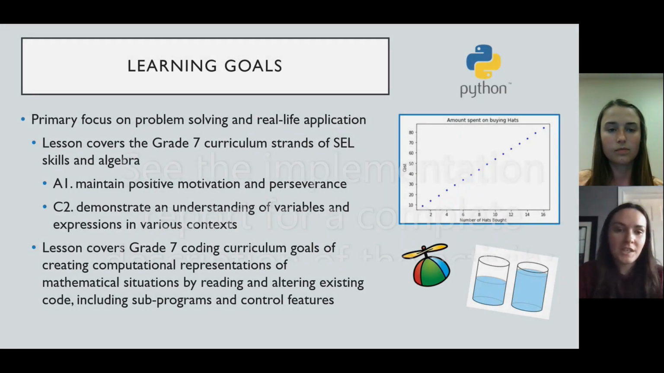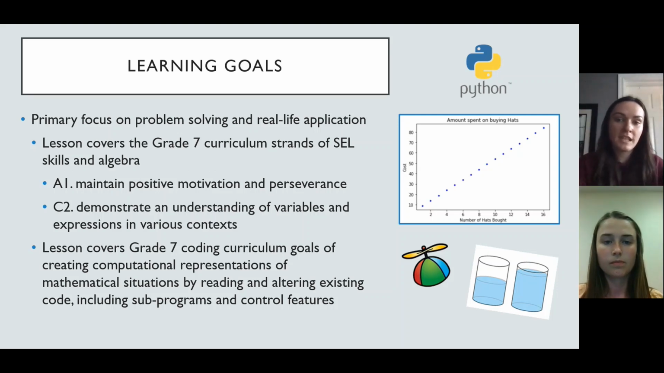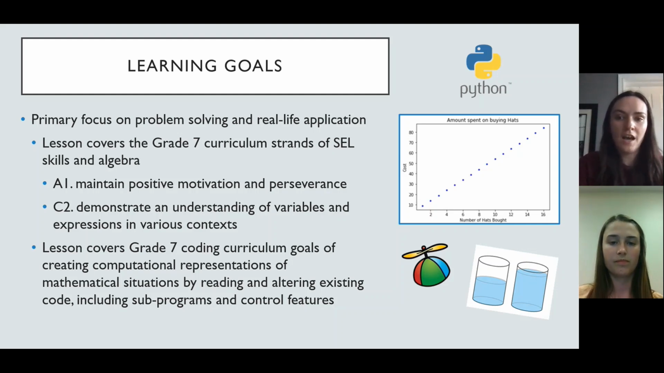We wanted to make sure that our activity met some of the learning expectations for the grade 7 math curriculum, and we focused on the goals of understanding variables and expressions and also altering code. During the activity, we also wanted to emphasize that all coders make mistakes and that our mistakes help us grow as learners. So we had a primary focus on problem solving in real life application.